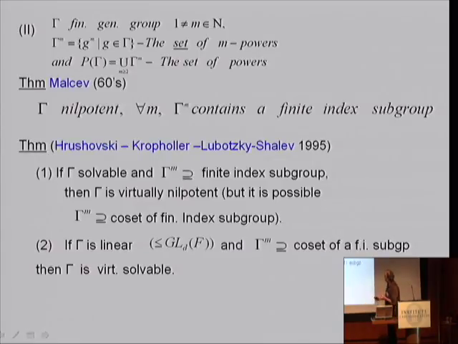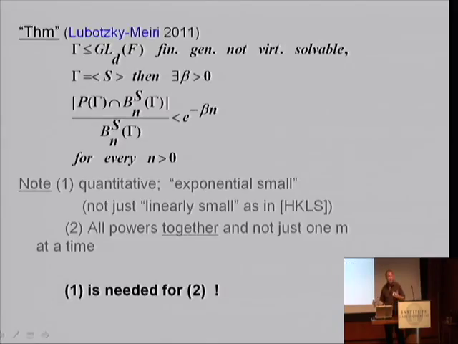In the previous results of '95, we could prove for one m at a time that it is a small subset. But if I take a countable union of subsets, each one small, it can be almost everything. It's only because we can get a quantitative result that we can handle all of them.